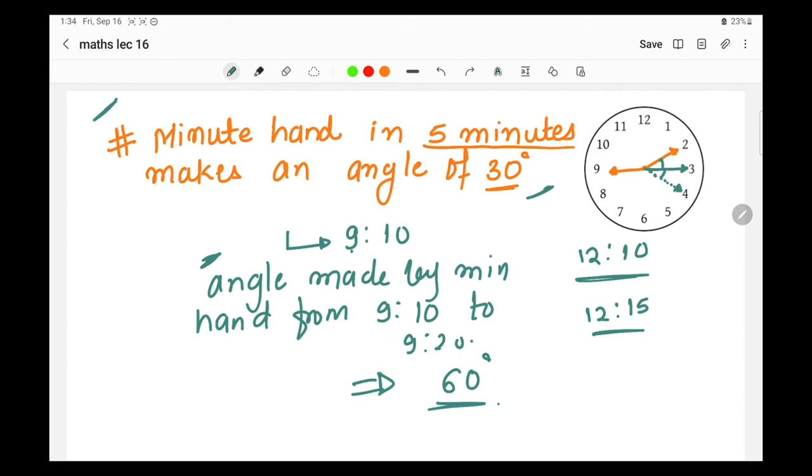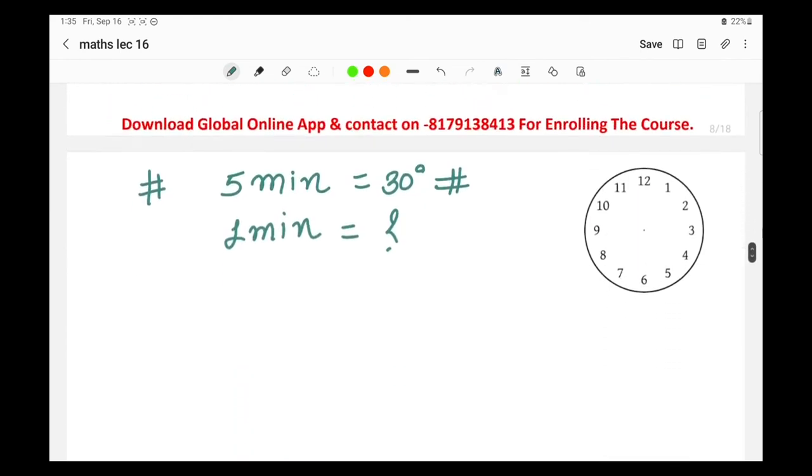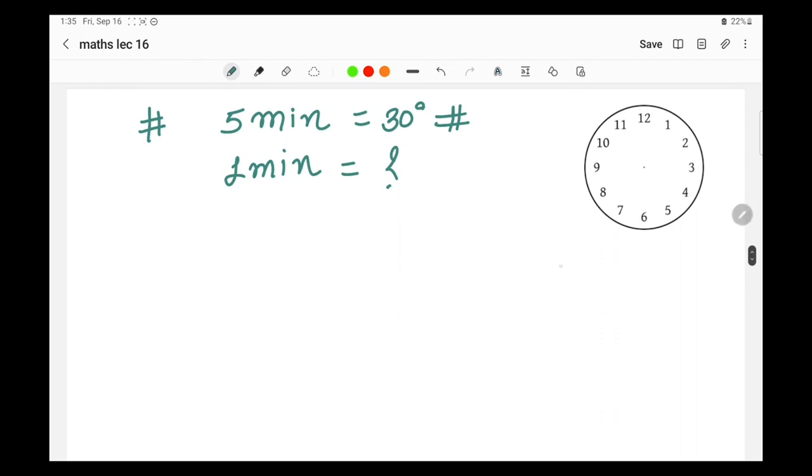Okay, I'll rub it out. Now in this previous fact, as I told you, the minute hand in 5 minutes is covering 30 degrees. So if we see that this is the minute hand, for example, and these are the 5 equal parts between 12 and 1, that is the difference of 5 minutes, right? So if it is crossing 30 degrees in 5 minutes, then in 1 minute it will cross how many degrees? This is the thing that we have to keep in mind. Now in 1 minute it will cross 6 degrees.